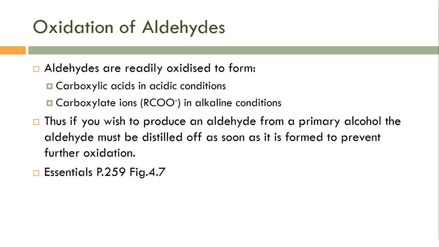So if you wish to produce an aldehyde from a primary alcohol, the aldehyde must be distilled off as soon as it is formed to prevent further oxidation. I hope this sounds familiar to you, maybe not for you two, but you three at least. You did this last year. Do you remember making aldehyde? Yeah? So in Year 11, in the organic chemistry chapter, they make aldehyde. And I hope you remember the smell.